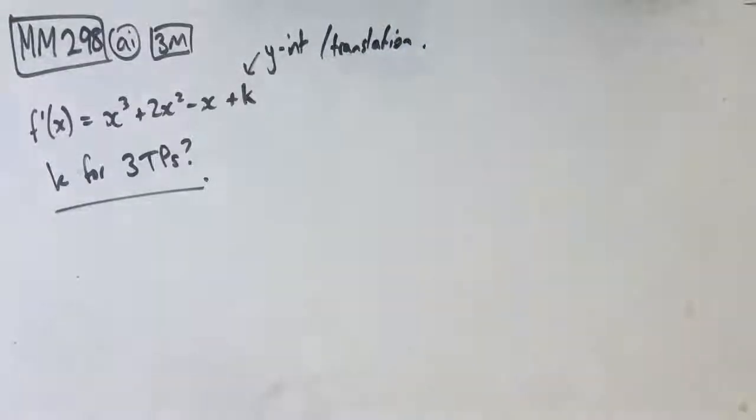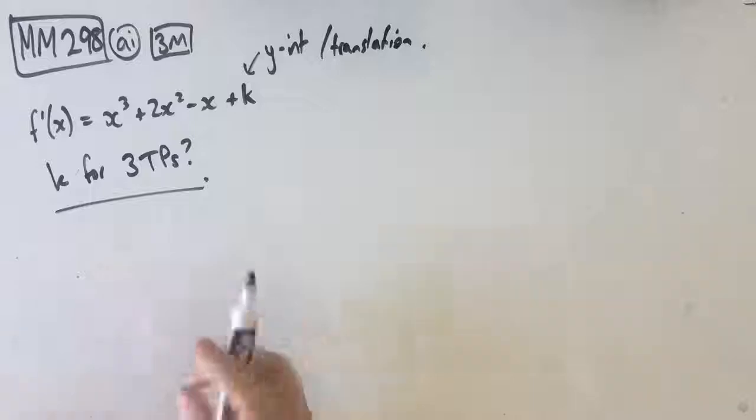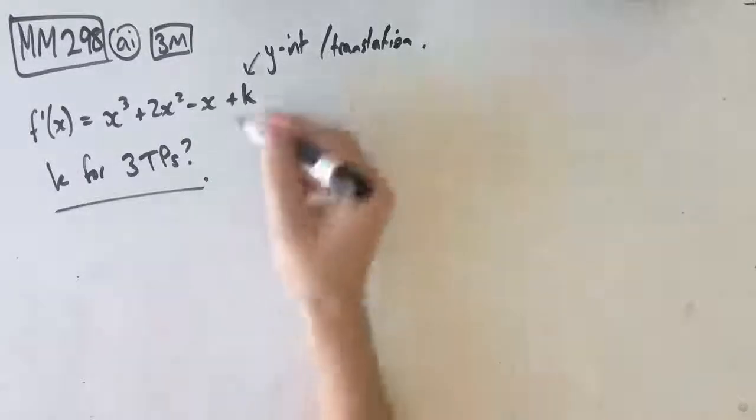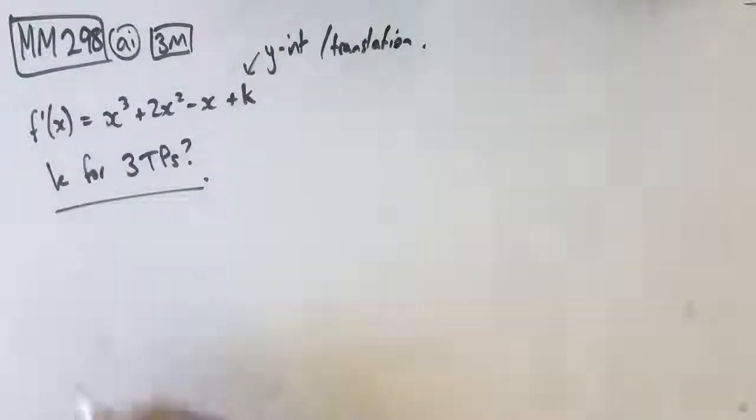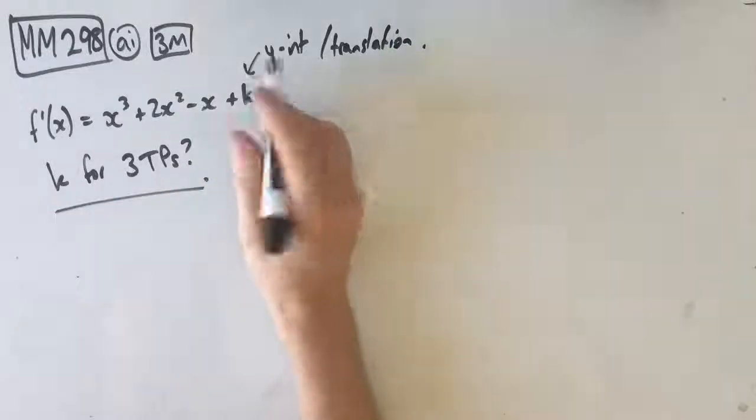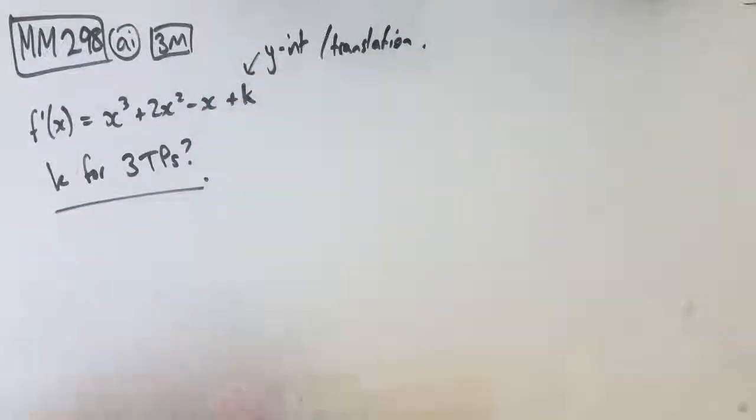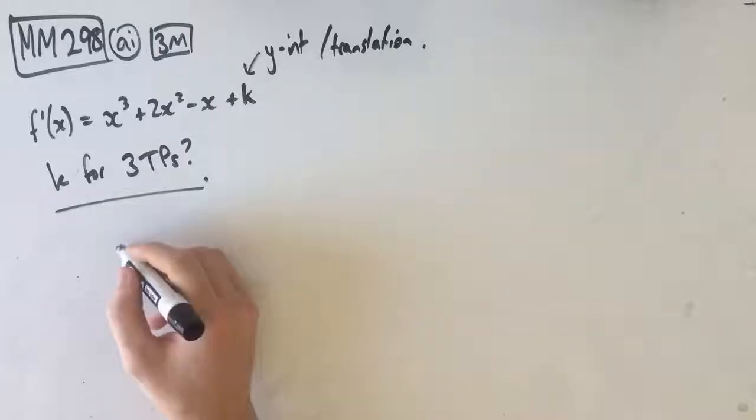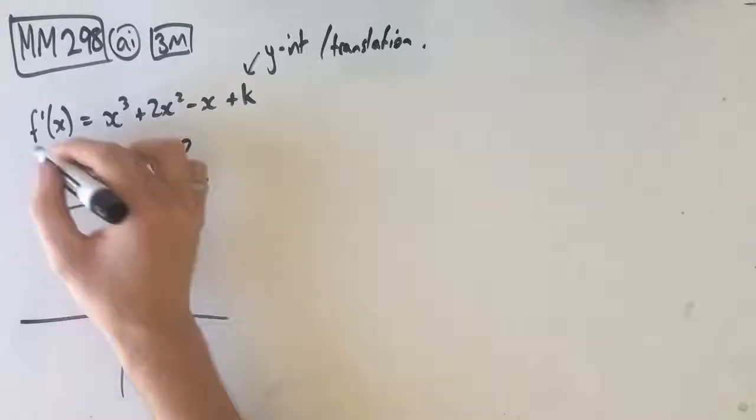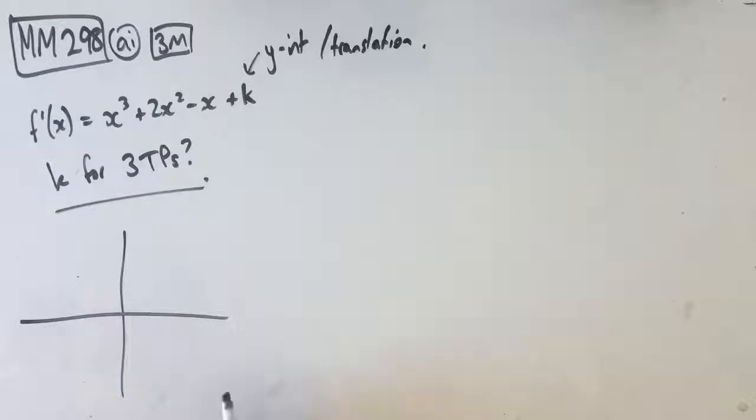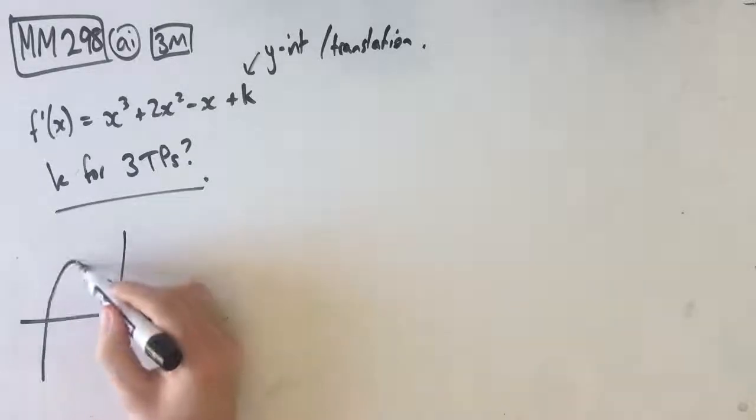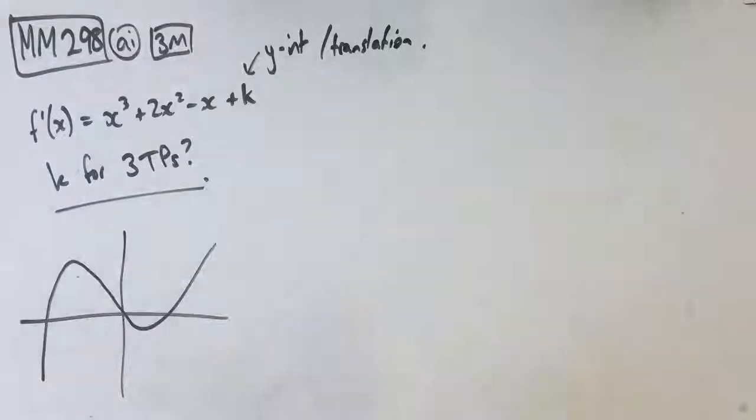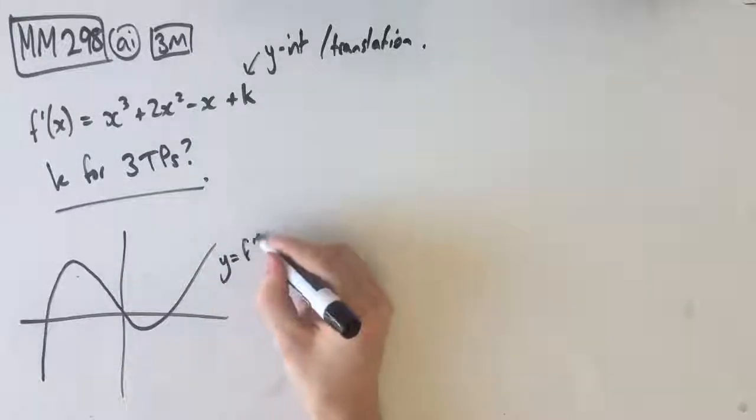So what we're going to need to do is pretend for a second that k is equal to 0, okay? Because this k determines how far up or down we move the graph. And if we let it equal 0, then we're going to be able to tell how far up or down we have to move it. So we have our CAS in this question. So what we're going to do is sketch our f dash of x in our CAS, and it is equal to something like this, okay? Because it's a cubic, this is our y equals f dash of x.